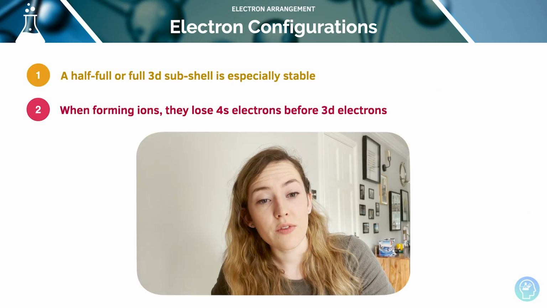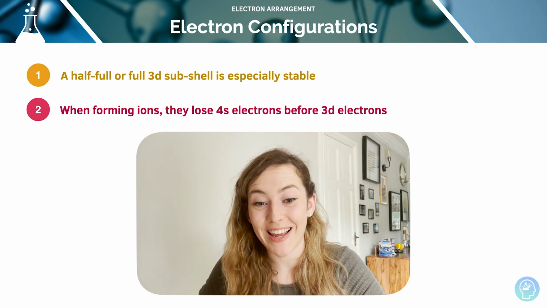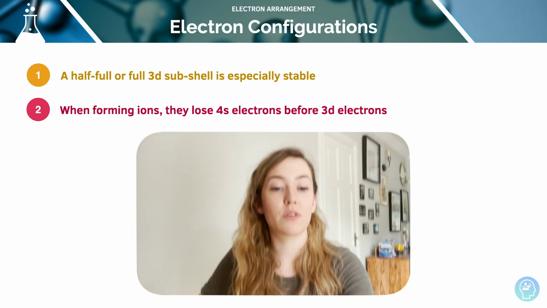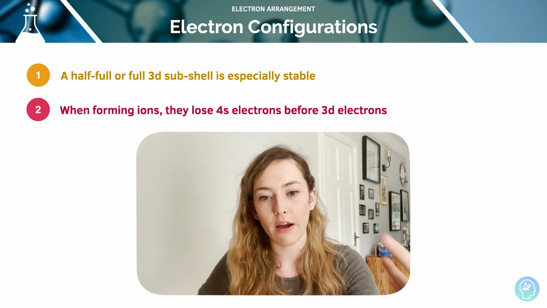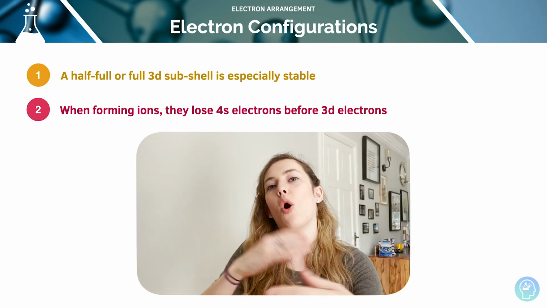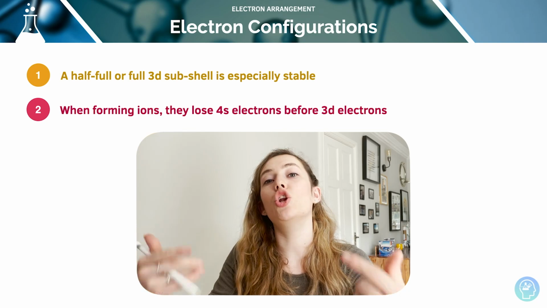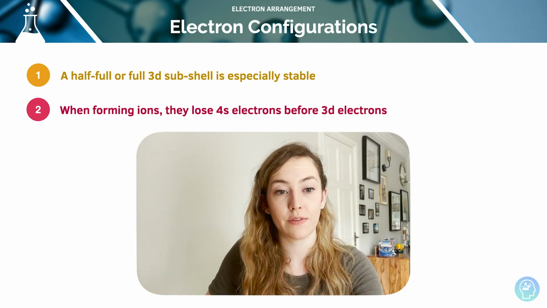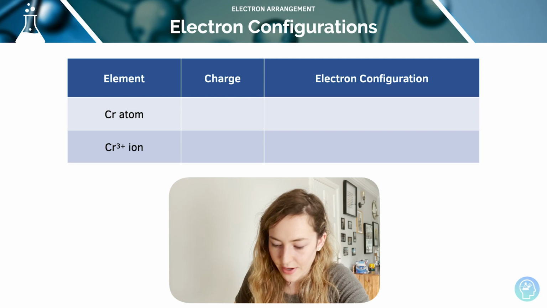When forming ions, they're going to lose the 4s electrons before the 3d. Okay, so that's a bit of a trick you need to learn. So usually when atoms form ions, they lose their electrons from the 3d subshell first. It's the higher energy level. But actually it's the opposite when they lose them. So they're going to gain them into the 3d first, but they're going to lose them from the 4s first in transition elements.